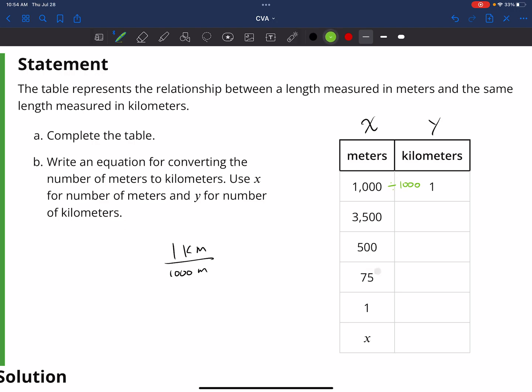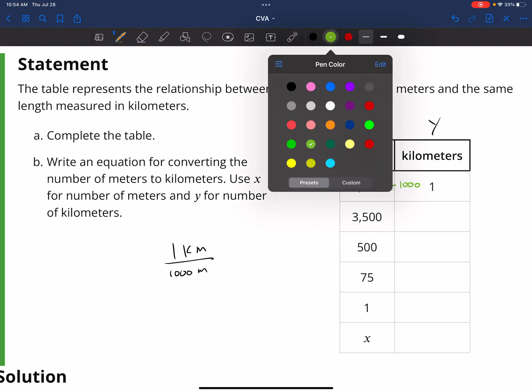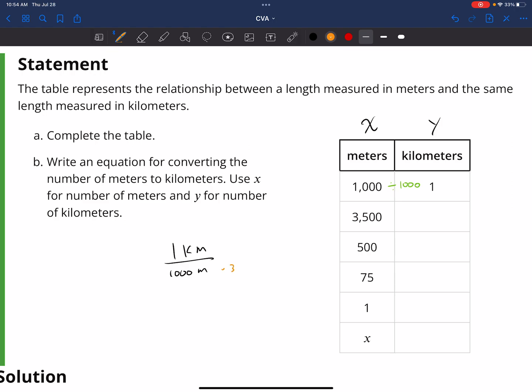Well, I know that in order for me to get 3500, I have to actually multiply by 3.5. And you're like, Mr. Kim, how did you know that you're supposed to multiply by 3.5? Well, the way that you know is I know that I want 3500 meters, right? So how do I get 3500 meters?